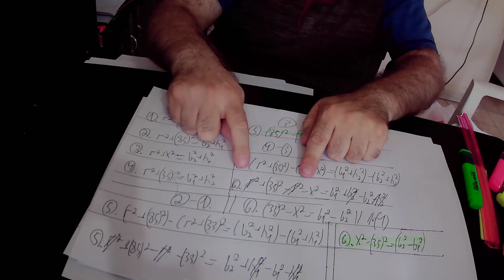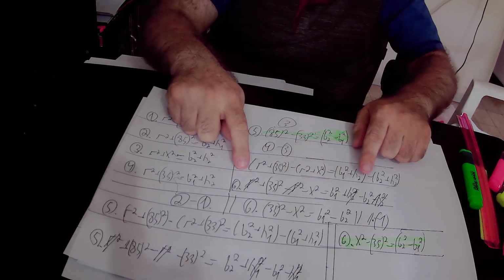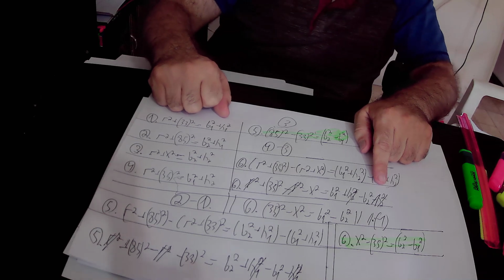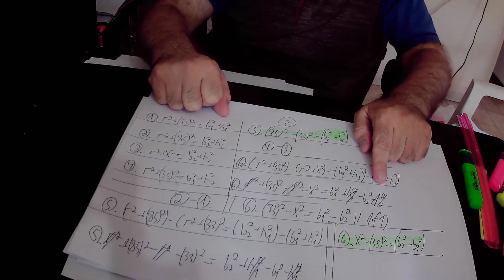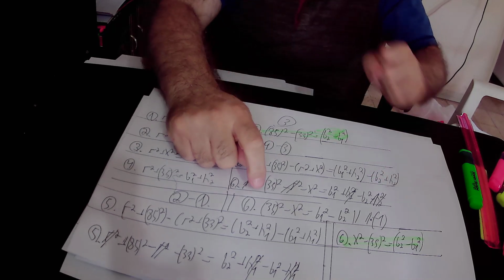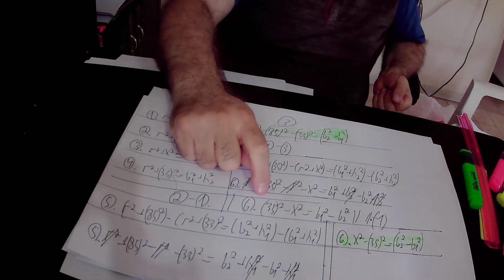R square minus R square is 0, so R square will get cancelled. H2 square minus H2 square is 0, so H2 square will also get cancelled. What is left from equation number 6 after we cancel those two expressions? On this side of equation number 6 we have 35 square minus X square.